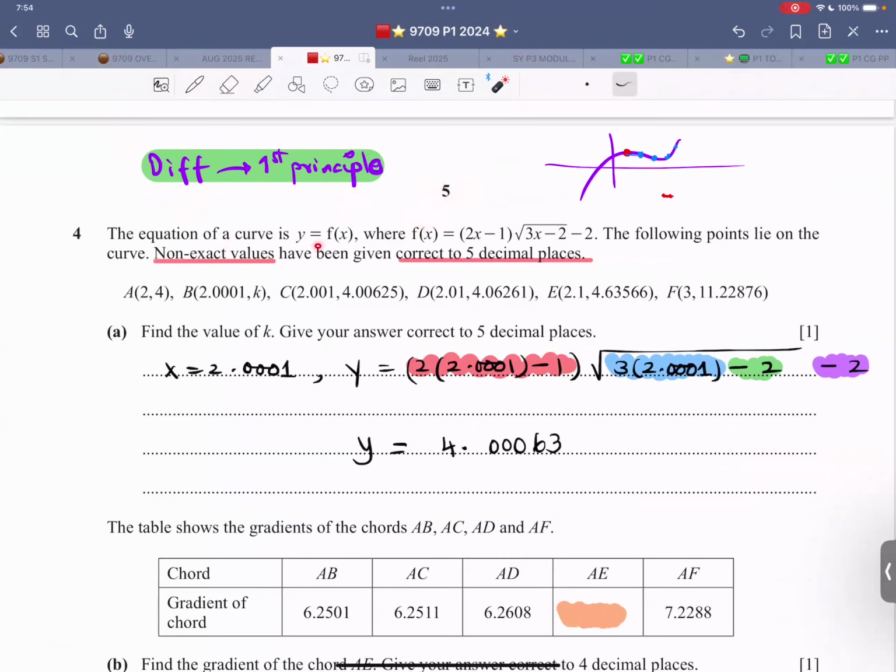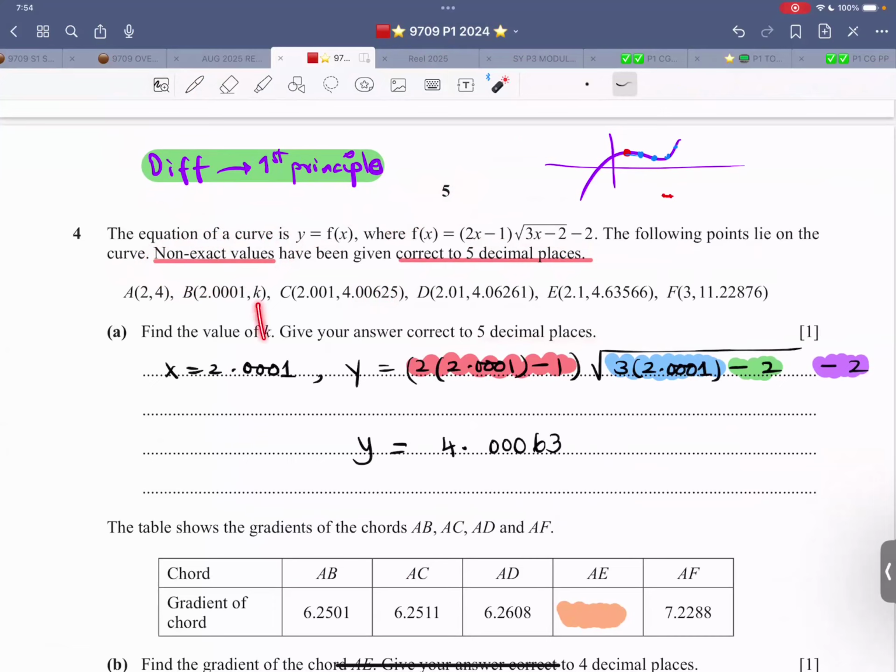The equation of a curve is y equals f(x). This is your f(x). The following points lie on the curve. Non-exact values have been given correct to 5 decimal places. Find the value of k, give your answer correct to 5 decimal places.